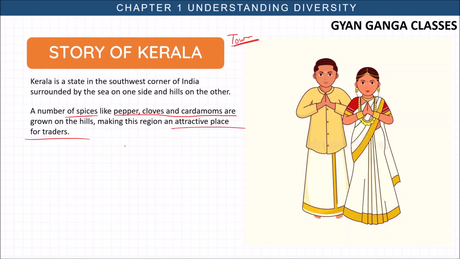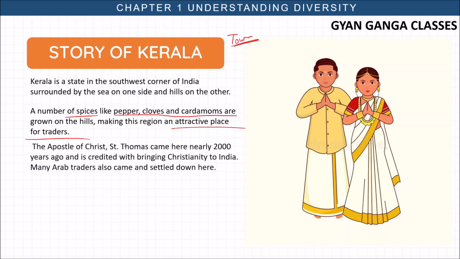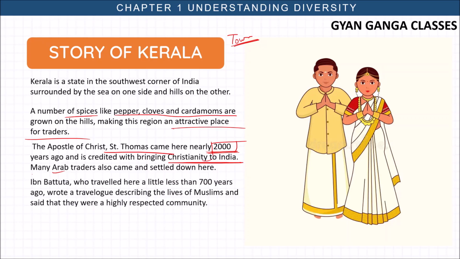The Apostle of Christ, Saint Thomas, came here nearly 2000 years ago. Who came here 2000 years ago? The Christian Saint Thomas, credited with bringing Christianity to India. Many Arab traders also came and settled down here. Then Christians came here. So this is cultural influence: different types of culture came there and influenced the people in different ways.